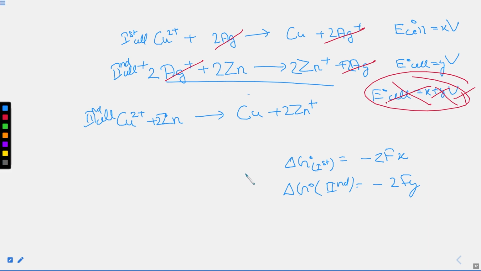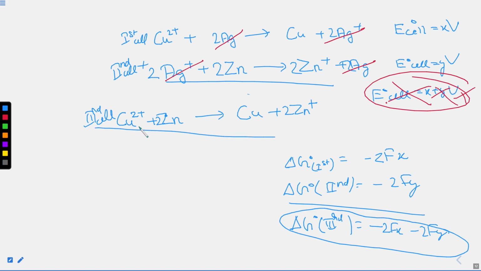Now I have told you right now that this Gibbs free energy change is additive in nature. So we can get the third cell by simply adding these two. So what will we get? Delta G naught for the third is equal to minus 2Fx plus minus 2Fy. This is our Gibbs free energy change.